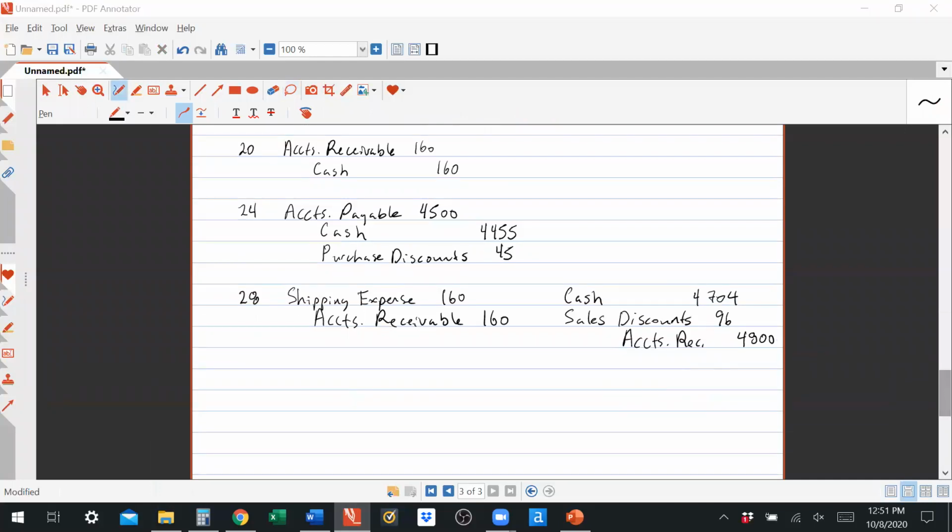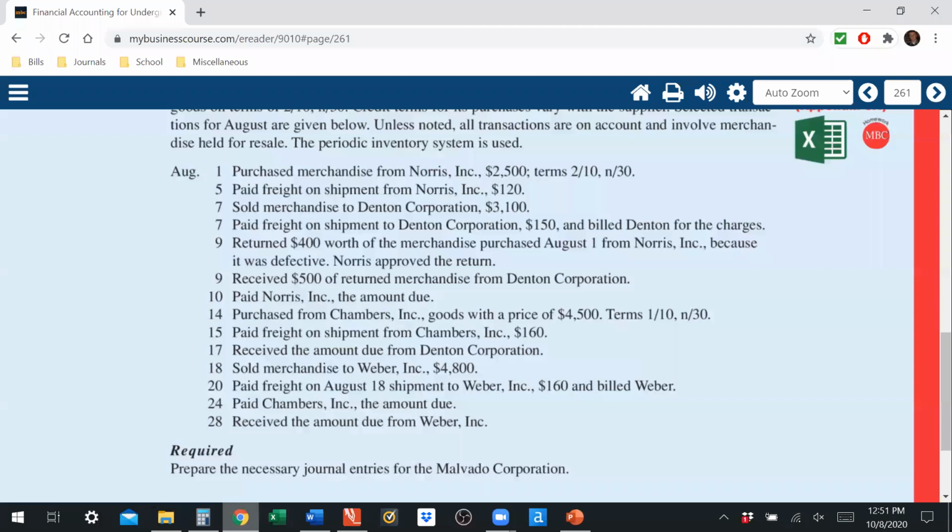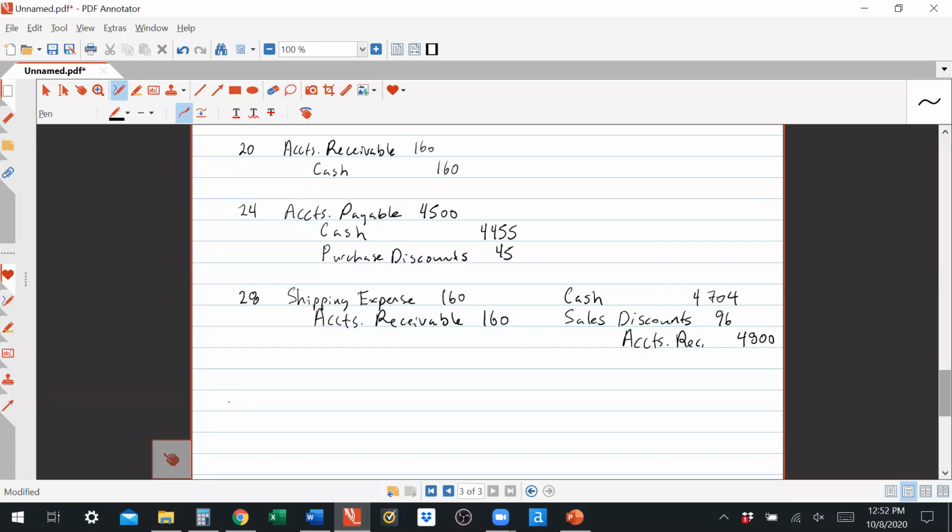All right, and it doesn't give us any more transactions, but I do want to go over what would Malvado do now at the very end of August. Suppose all these transactions that you see here are all the transactions that happened during the month. What journal entry? So I'm going to ask a question here.